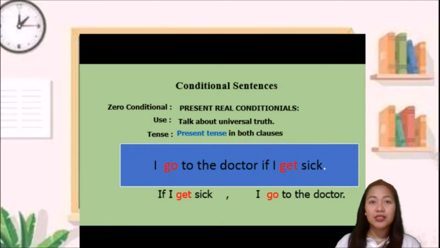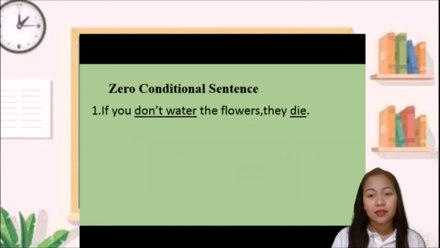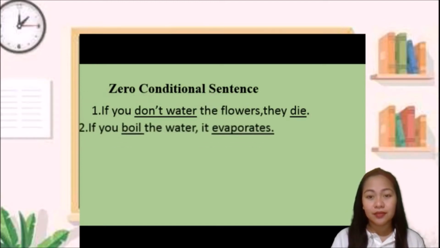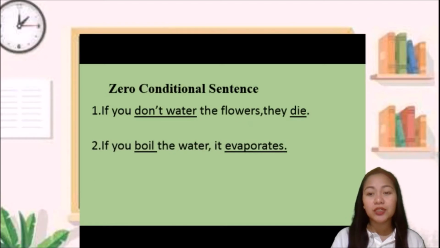We use zero conditionals when we talk about habits, facts, and truths because we are not talking about any possibility but only facts. Do you want more examples? If you don't water the flowers, they die. If you boil the water, it evaporates.